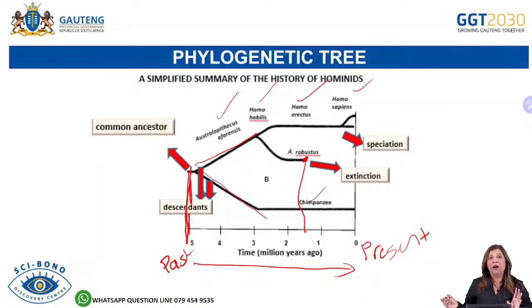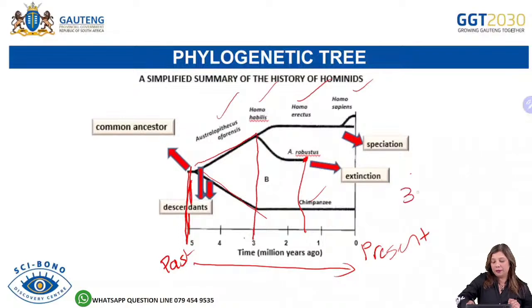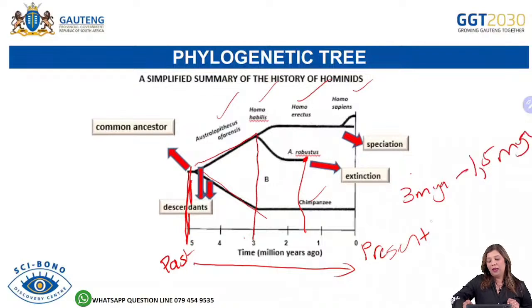They could ask you, how long was a species alive? Then you're going to have to go to where they originated and minus. So if they ask you Robustus, how long was Robustus alive? Then you're going to have to go where they started evolving. So for example, it will be 3 million years ago minus 1.5 million years ago, and that will give you 1.5 million years.